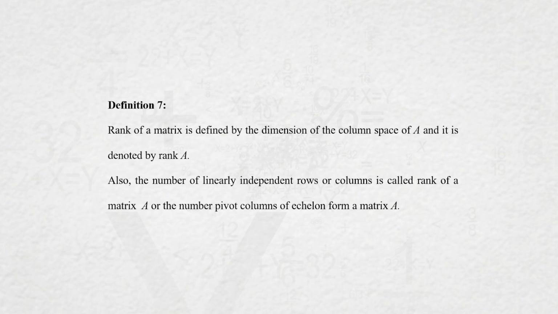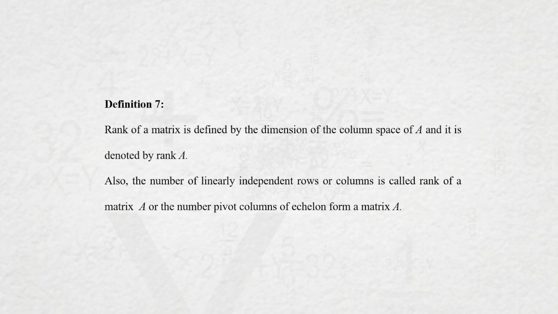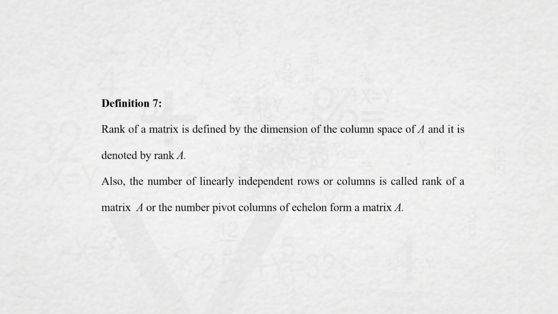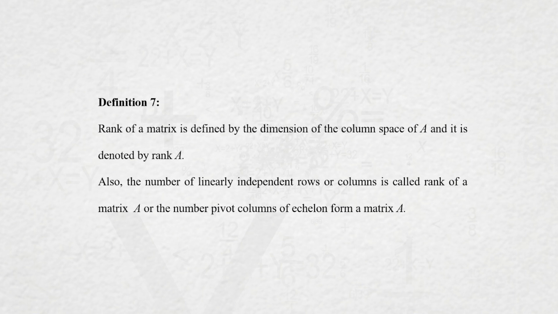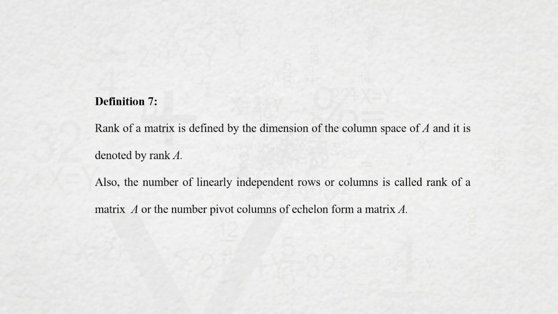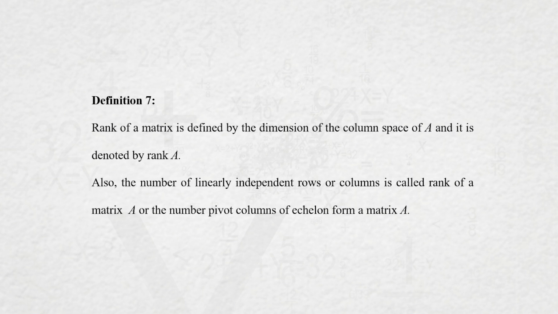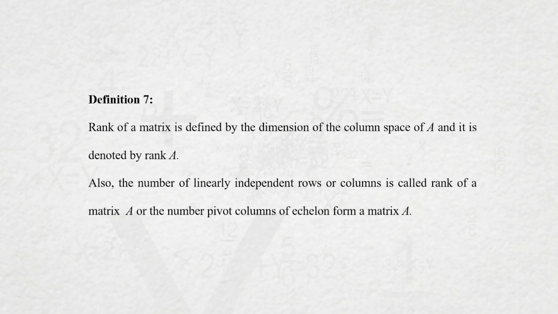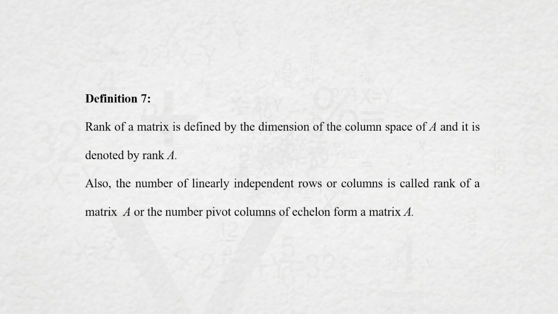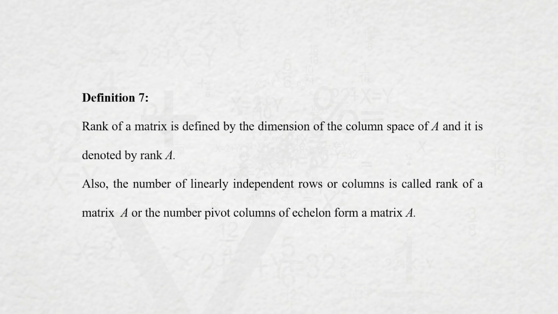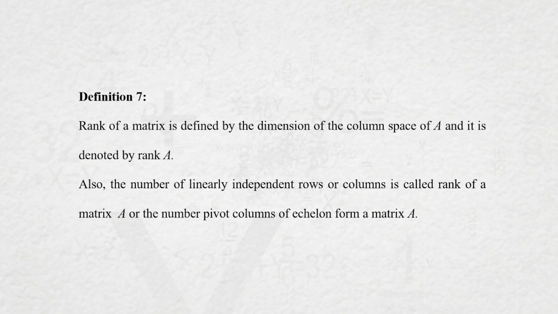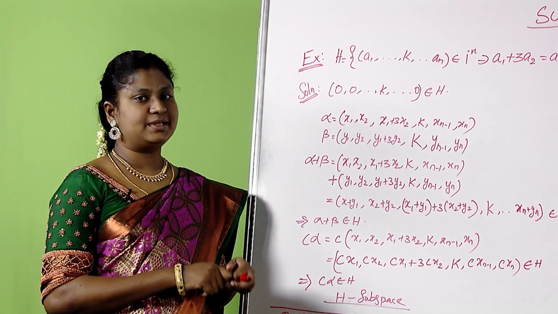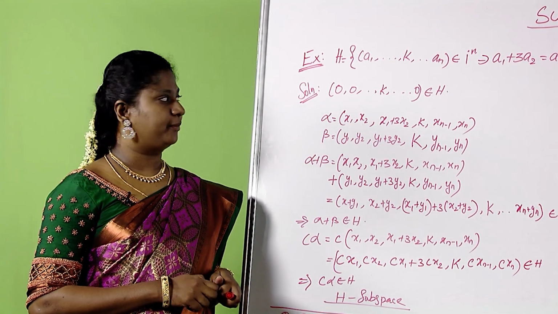The next definition is about the rank. The rank of a matrix A is defined as the dimension of the column space of A, and it is denoted by rank A. Also, the number of linearly independent rows or columns is called the rank of a matrix A, and it equals the number of pivot columns of the echelon form of matrix A. We shall see some examples related to the concepts that we have discussed now.